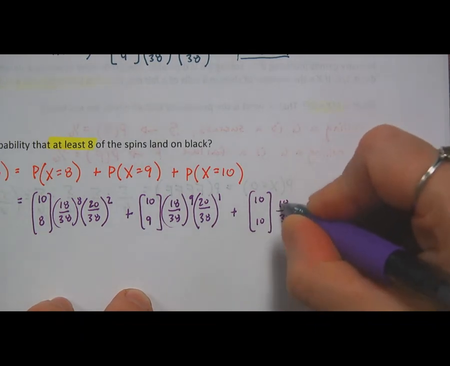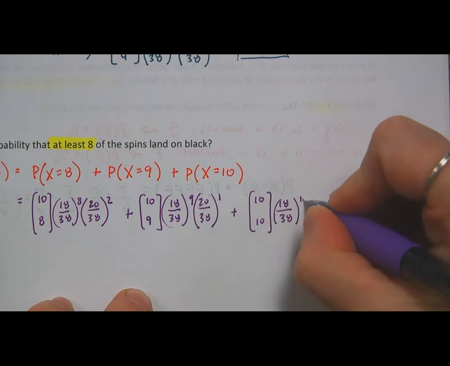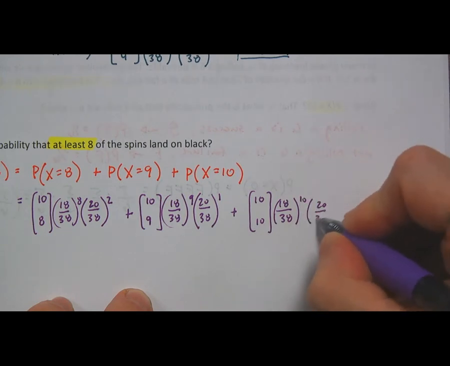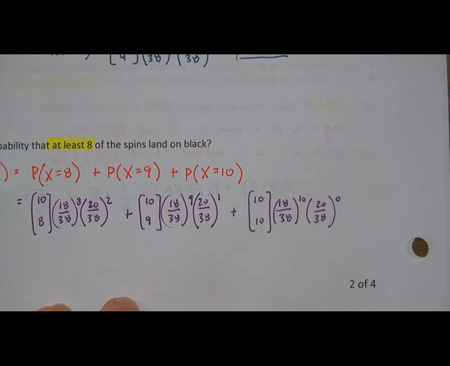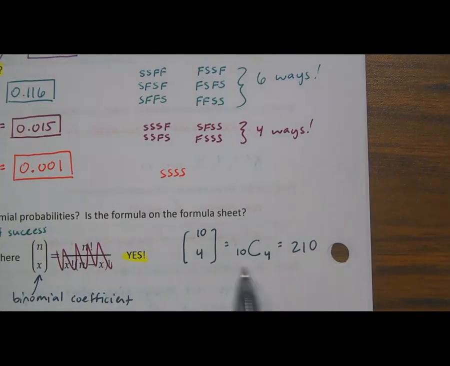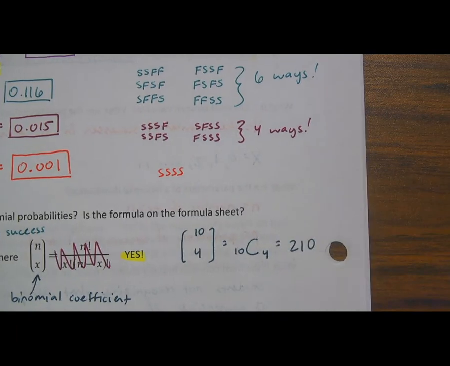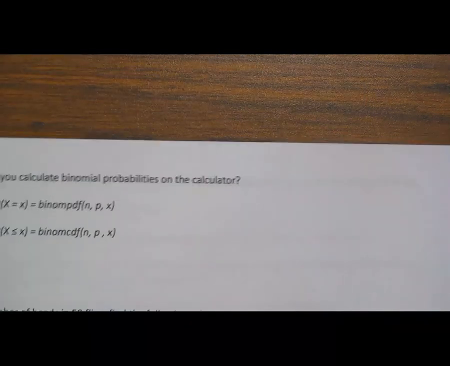Probability of success to the 10th power, probability of fail. I don't want any of failures. You won't ever have to sit there and do this, because when you turn the page, I'm going to show you how, in one fell swoop, one little command in your calculator will do all of this work for you. You don't even have to worry about this whole binomial coefficient. So turn the page.